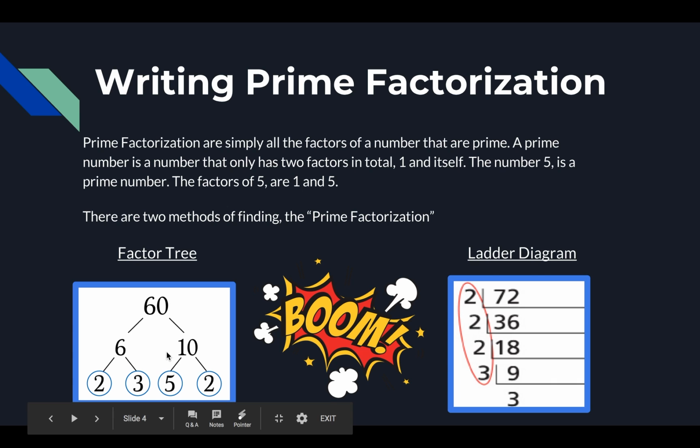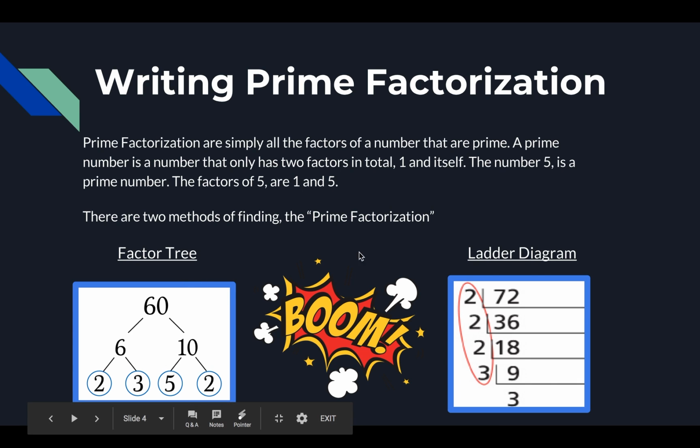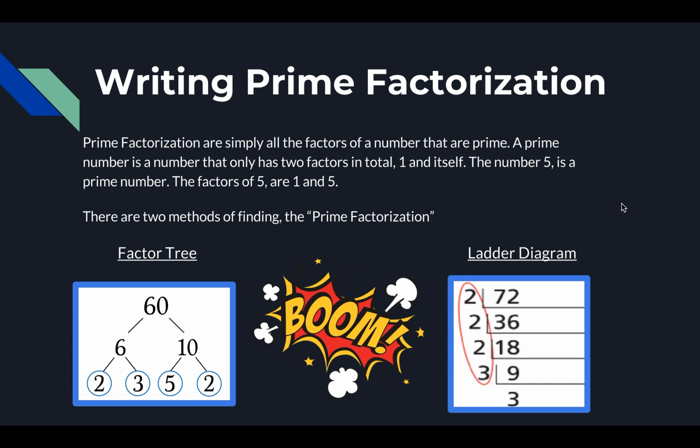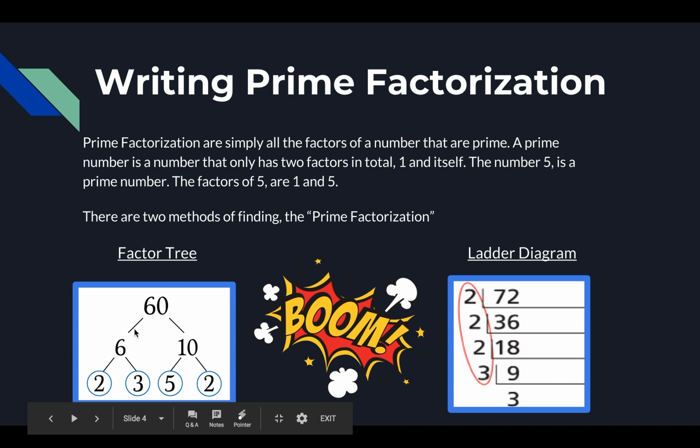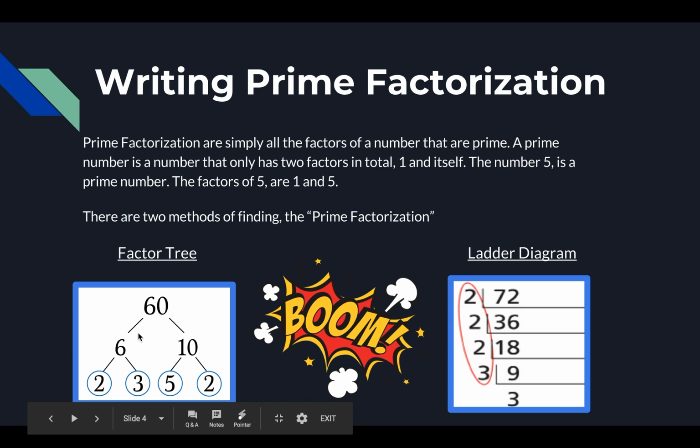The first method is a factor tree. It kind of looks like a Christmas tree if you go down. You put the original number on top, and you slowly build it down by the factors. So you would do 6 times 10 is 60. Now 2 times 3 is 6, and 5 times 2 is 10. You keep doing that until you only get prime numbers. So 2 is a prime number, 3 is a prime number, 5 is a prime number, and 2 is a prime number too.